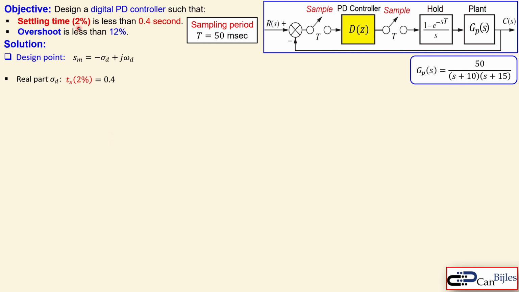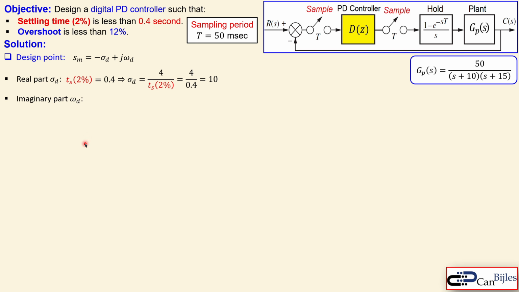The settling time specification for 2% is 0.4, and we know settling time is given by 4 over sigma d. So sigma d itself is then 4 over that settling time. So we have 4 over 0.4, that must be 10. So our sigma d, our real value, must be 10, of course here minus 10 later.